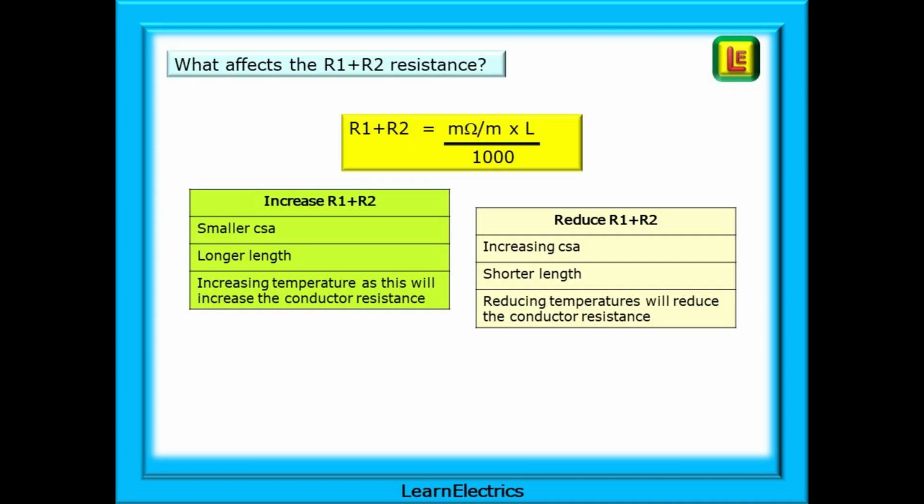What things will affect the R1 plus R2 or resistance? Smaller cable sizes or longer lengths will make the resistance increase, as will any increase in conductor temperature. This is one reason that we like to keep cables cool. A reduction in R1 plus R2 will result if the conductor CSA is increased, bigger cables, or the length is made shorter, and reducing the temperature of the conductors will have a slight impact. It will show as a slight reduction in the resistance.